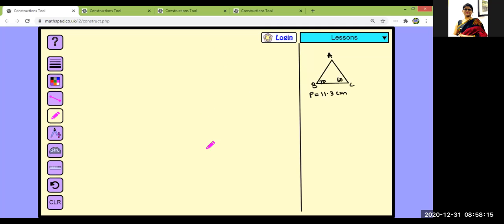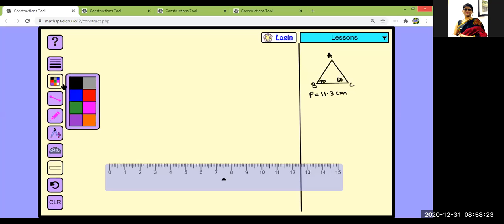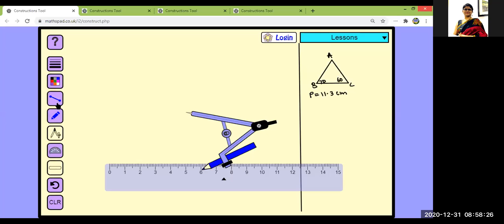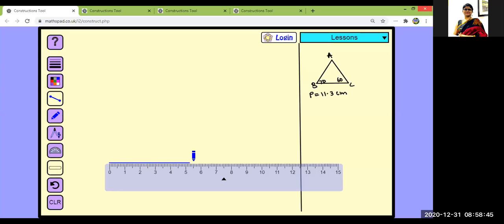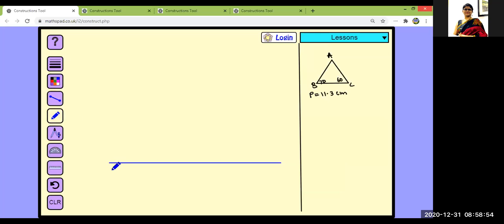So here, this is the rough diagram and we begin with drawing the base. To draw the base, we start with drawing the perimeter first, that is 11.3 centimeters. So first step, draw the base, draw the perimeter, which is 11.3 centimeters here. So step 1, we are drawing the base, or the perimeter, which is 11.3.